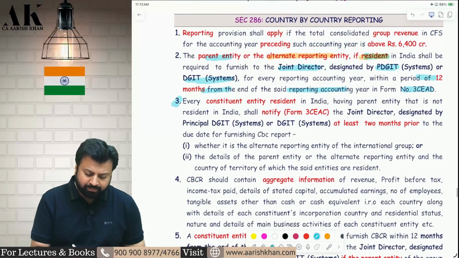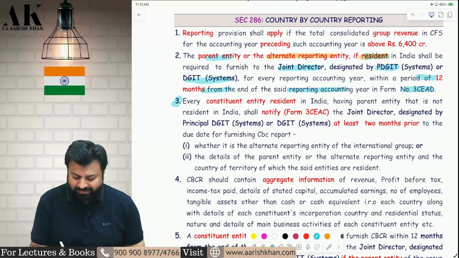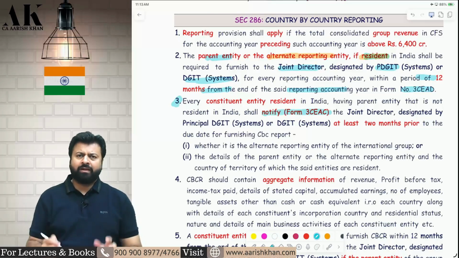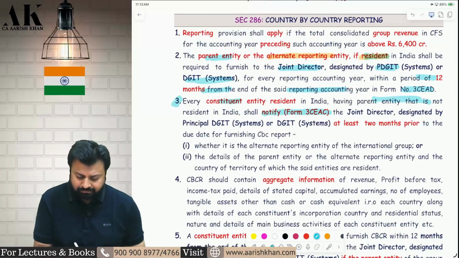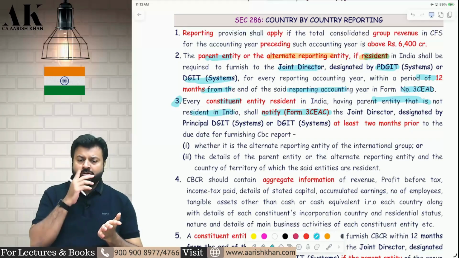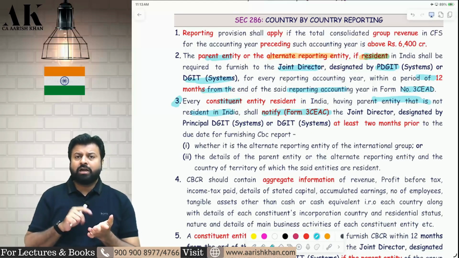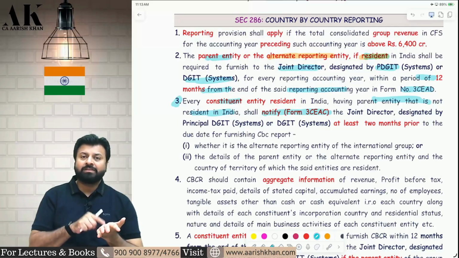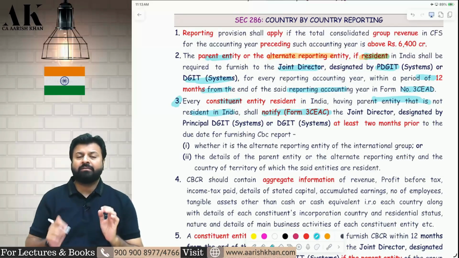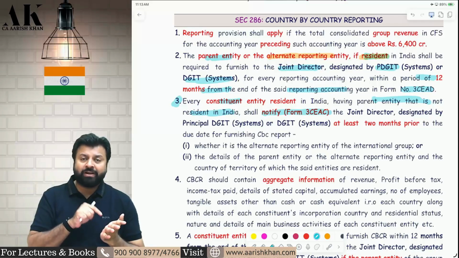Now, third point. In the third point, you are not supposed to file any CBCR. In the third point, you just have to notify CBDT in form 3CEAC. What do you have to notify? Every constituent entity in India whose parent is outside India. The third point is relevant to those constituent entities whose parent is resident outside India. So the third point is not for Reliance Industries, not for Tata. It's for Sony India, Samsung India, Apple India, Pepsi India, Coke India. It is for those companies whose parent is outside India but the constituent is resident in India.